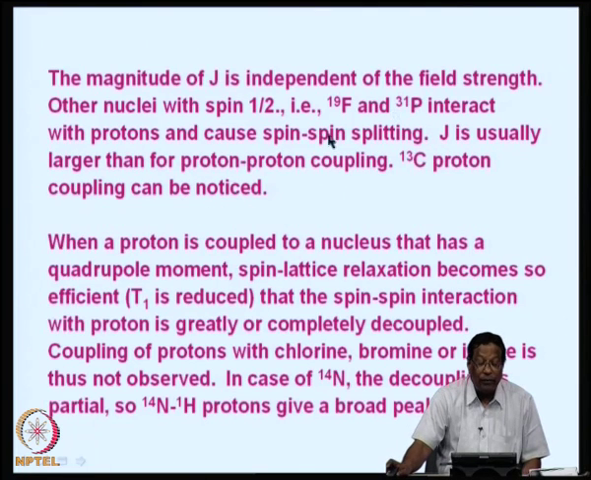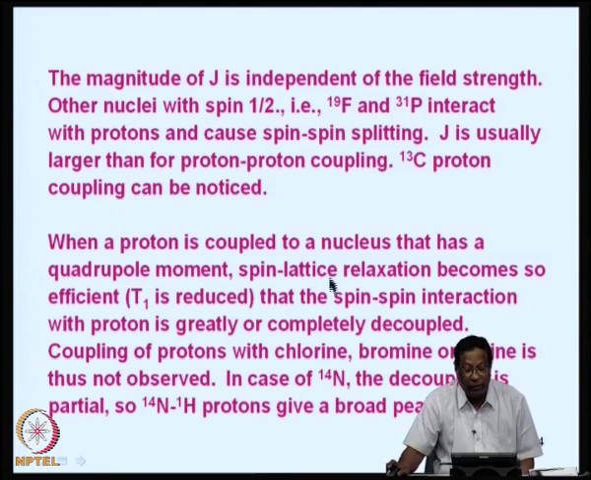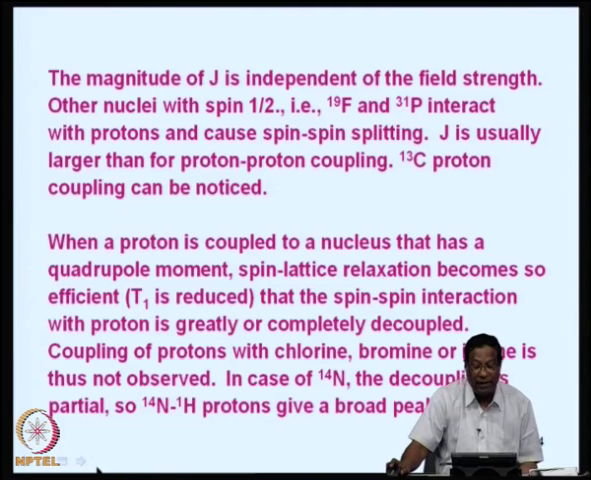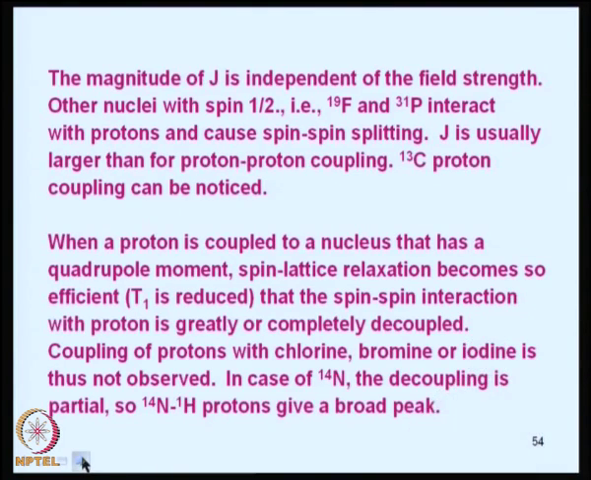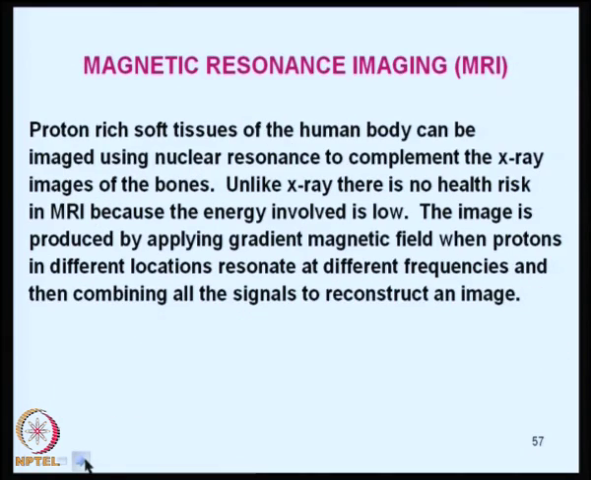The magnitude of J is independent of the field strength, but other nuclei with spin half, that is 19F and 31P, interact with protons and cause spin-spin splitting. When a proton is coupled to a nucleus that has a quadrupole moment, spin lattice relaxation becomes so efficient that the spin-spin interaction with the proton is greatly reduced or completely decoupled. Coupling of protons with chlorine, bromine, iodine, etc. is therefore not observed.